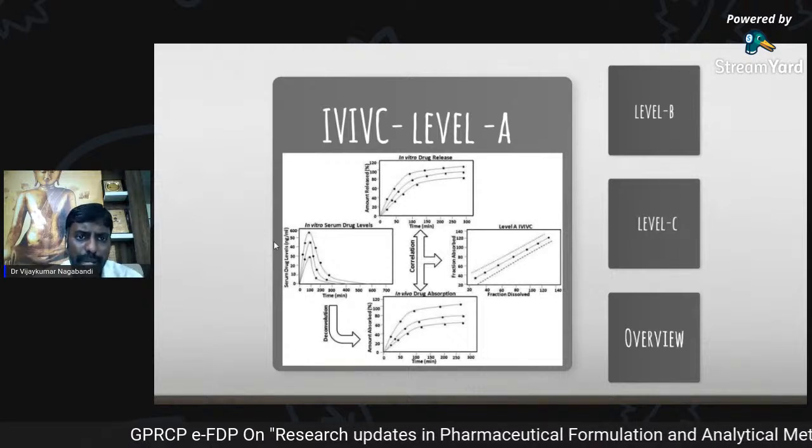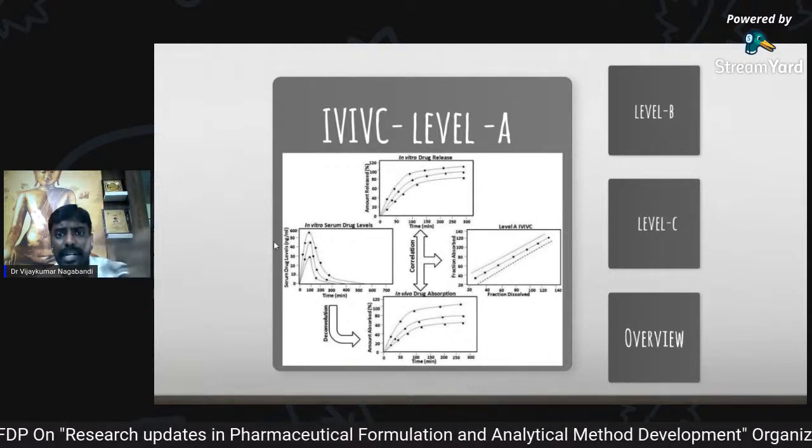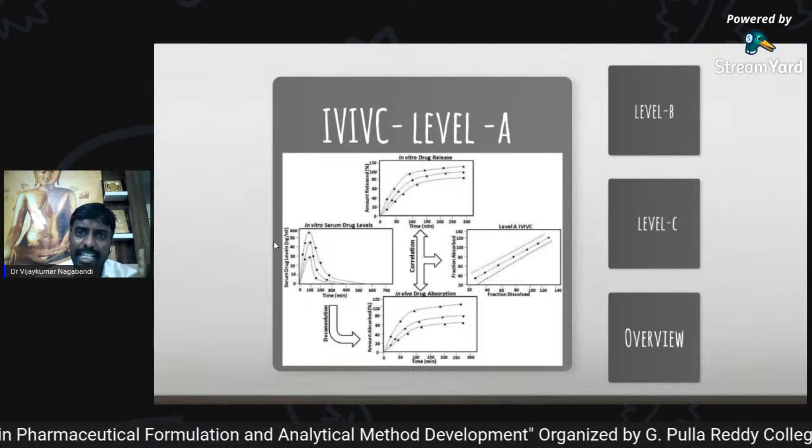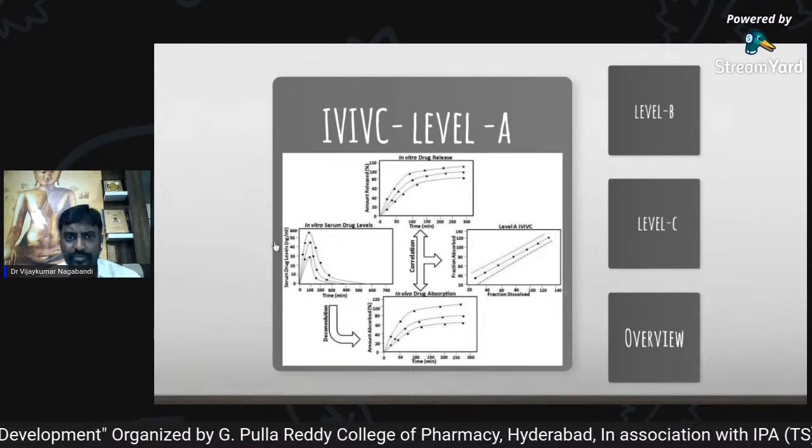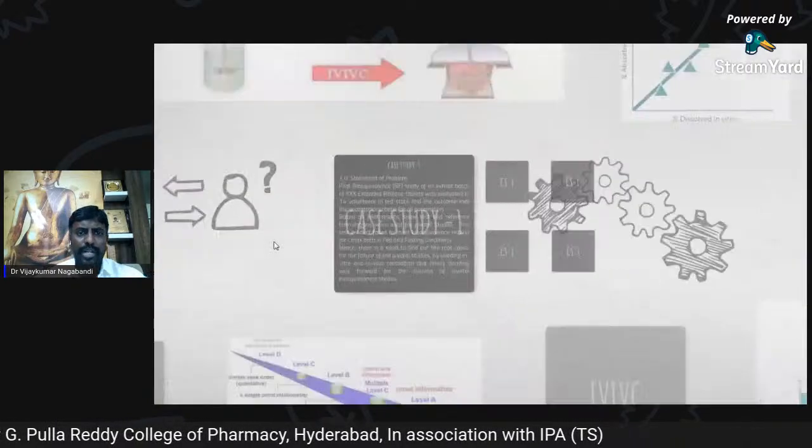And we have never done any bioequivalence testing. Can we predict the bioequivalence? Yes. Still, it is possible to predict the bioequivalence. That I will explain to you in the case study. So let me begin with the case study.